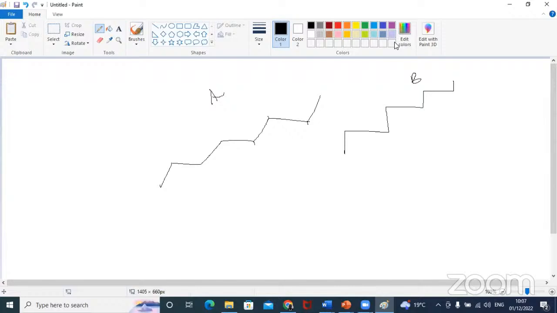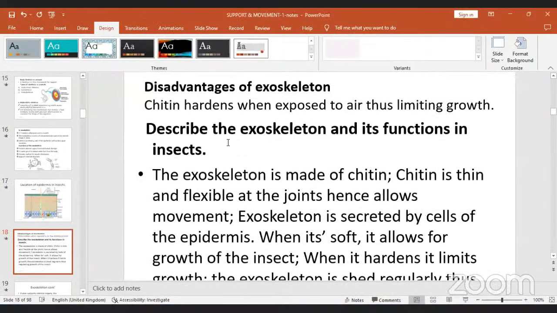Now we have talked about ecdysone. That's the molting hormone. Let us go back to our work. The ecdysone hormone is responsible for molting, the shedding of the exoskeleton. After the exoskeleton has been shed and growth takes place again, the exoskeleton is formed again. And again, for an increase in size to take place next time, the exoskeleton has to be shed again. And so that limits growth. So that's one of the disadvantages of the exoskeleton, that it has to be shed for growth.